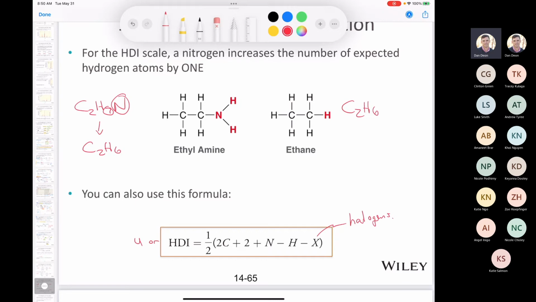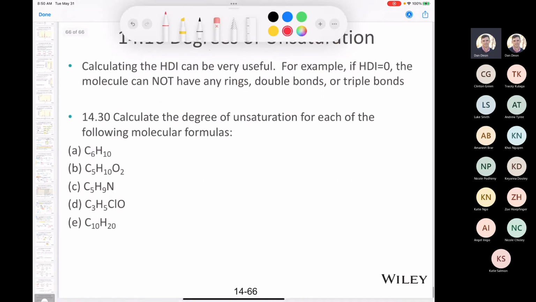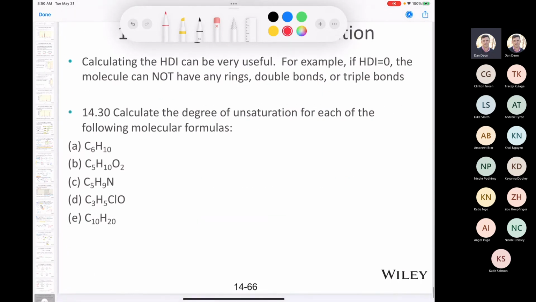Now, I've done this for a long time, of course, so I don't use the formula a whole lot. I have some different strategies that I use. But when you're learning the subject, this is the best way to do it. So let's take a look at a problem. It says calculating the HDI can be very useful. Let's say you have something that has an HDI of 0. That means the molecule doesn't have any rings, no double bonds, no triple bonds, nothing. So let's see if we can calculate some HDIs.